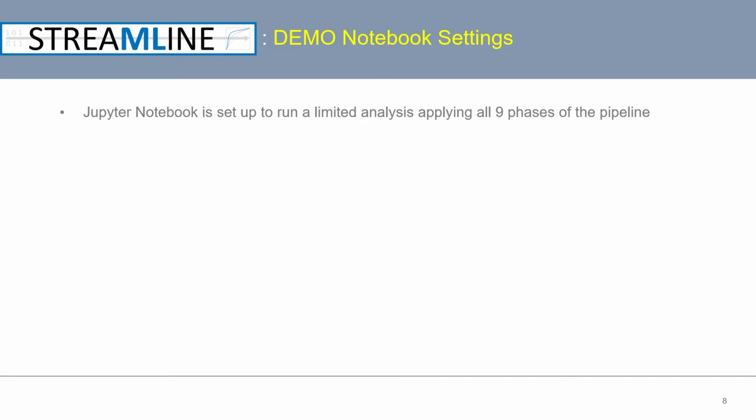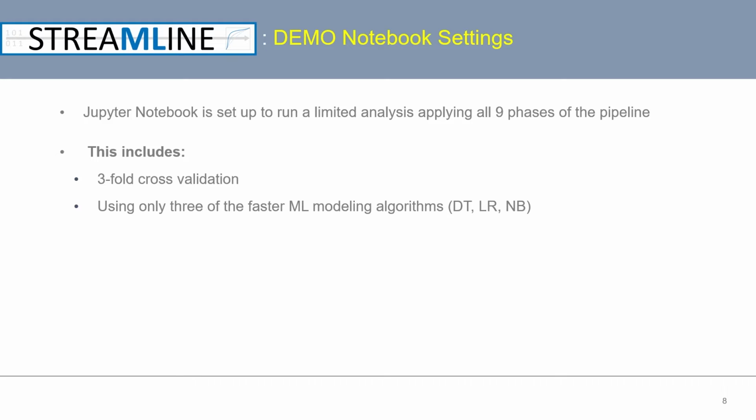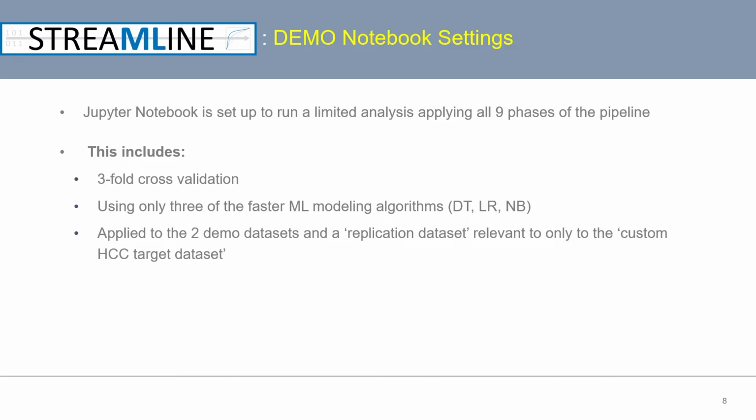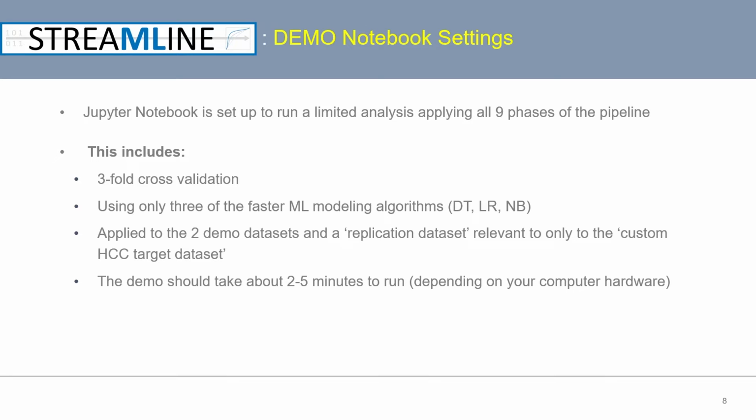This Jupyter Notebook file is set up initially to run a limited demonstration analysis, applying all 9 phases of the pipeline. This includes threefold cross-validation, also using only 3 of the faster machine learning modeling algorithms, and applied to the 2 demo datasets, as well as a replication dataset paired with the custom HCC target dataset. This demo should take about 2 to 5 minutes to run, depending on your computer's hardware.